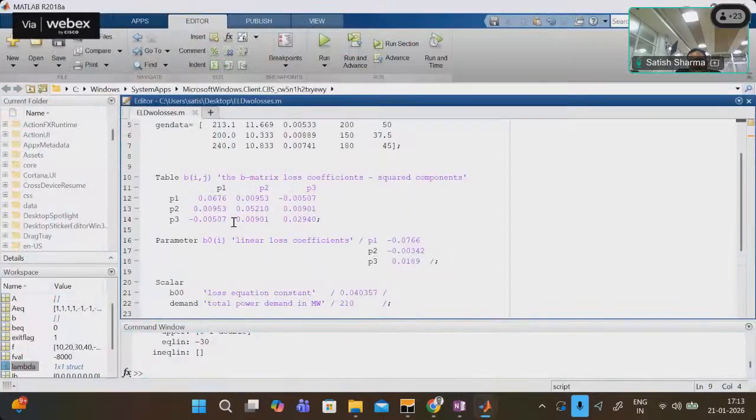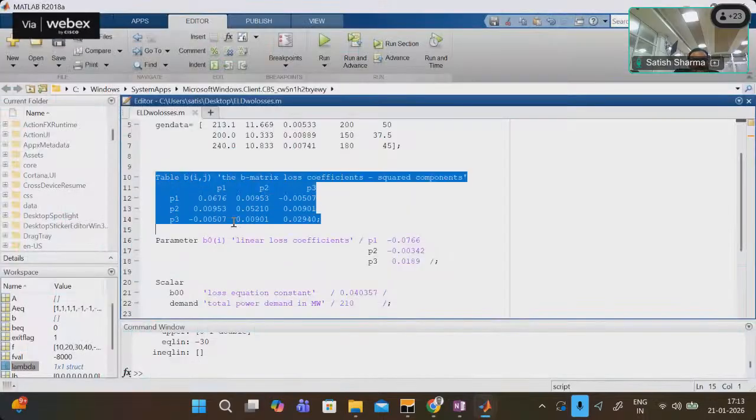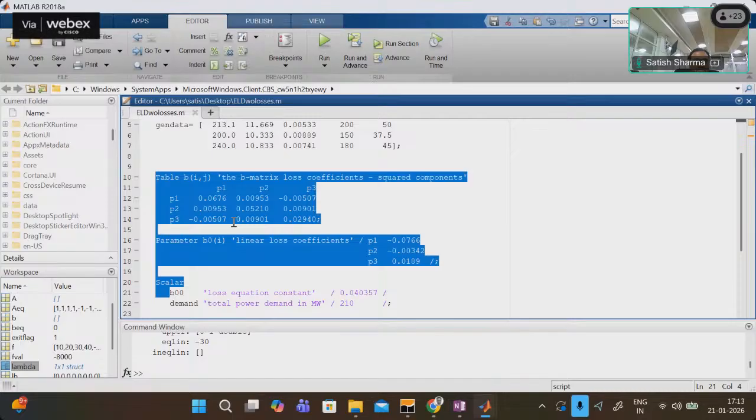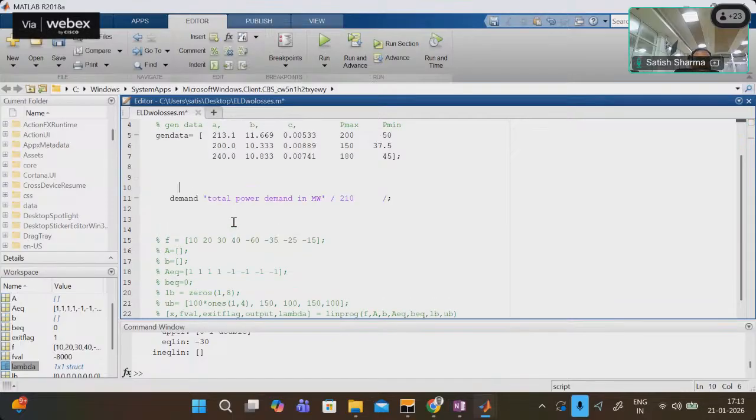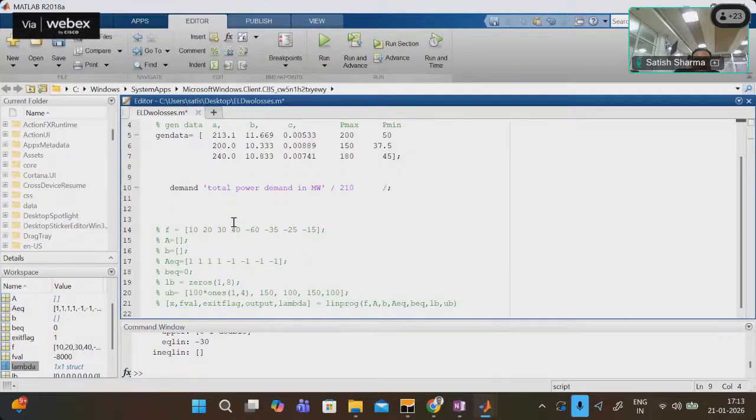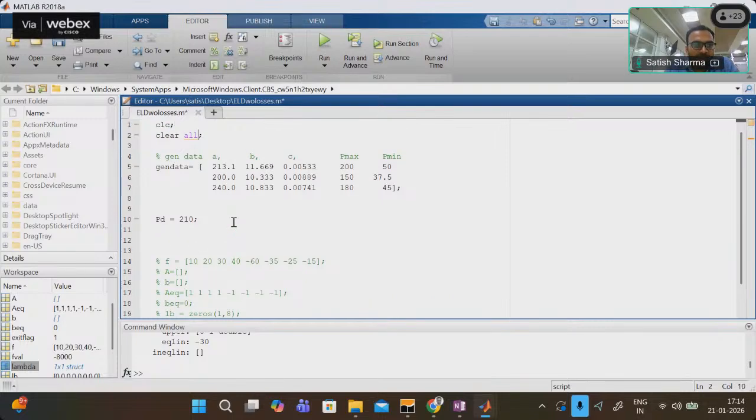So here I will not consider losses, so I will get rid of these. And then I have a demand function. I will simply put a variable PD equals to certain demand, let's say 210. Now nothing else is needed. So this is the data for economic load dispatch.